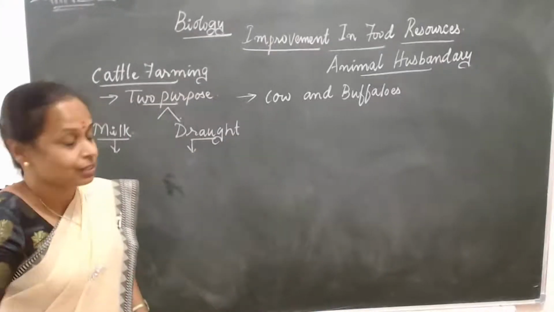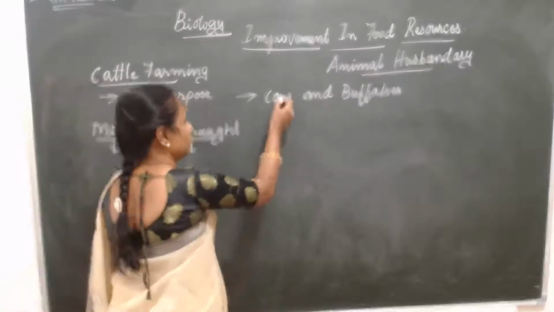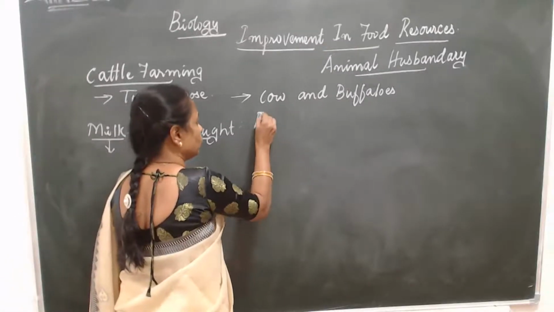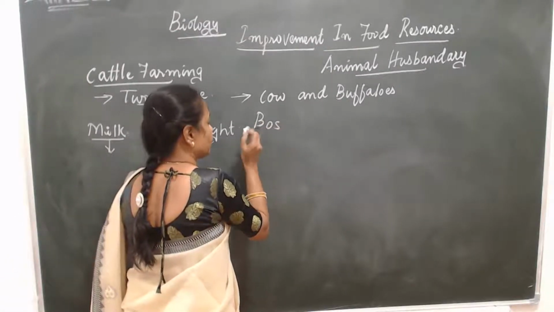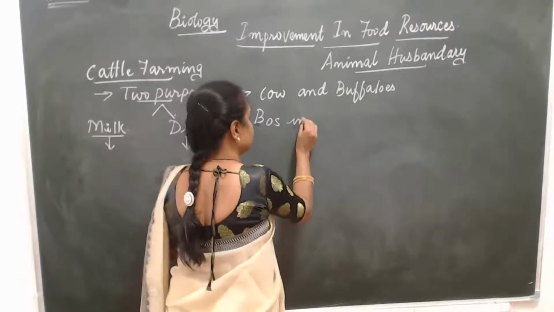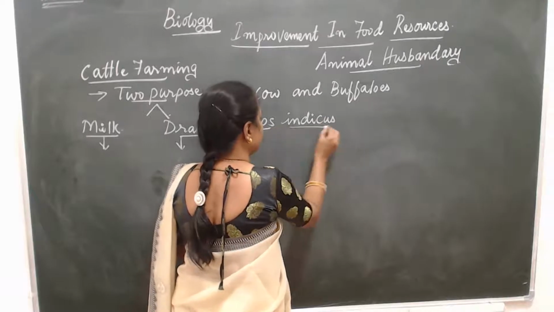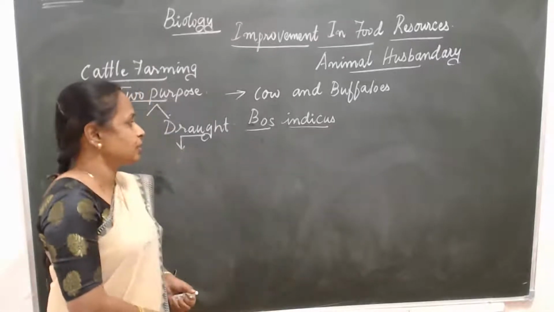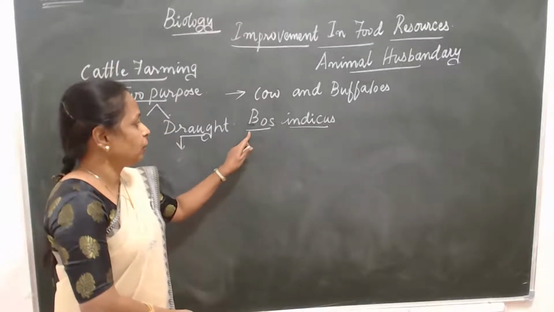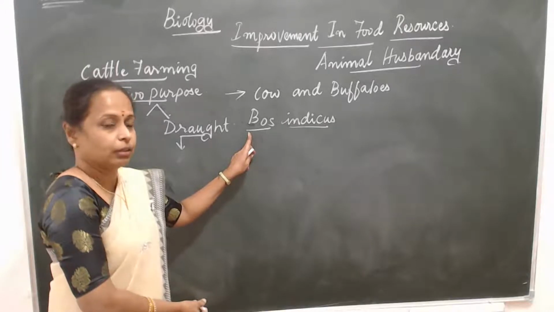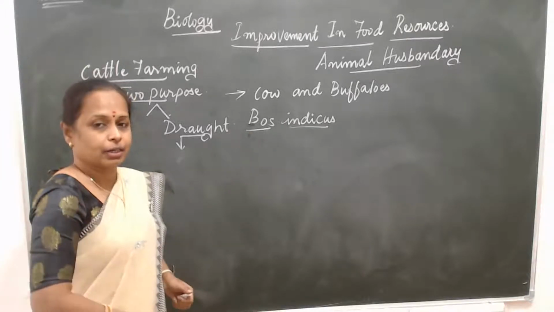I did not get the answer from the students. The scientific name of cow is Bos indicus. You have to keep in mind that the name of the species will be in small letter, and the name of the genus will be in capital letter. Both have to be underlined separately.